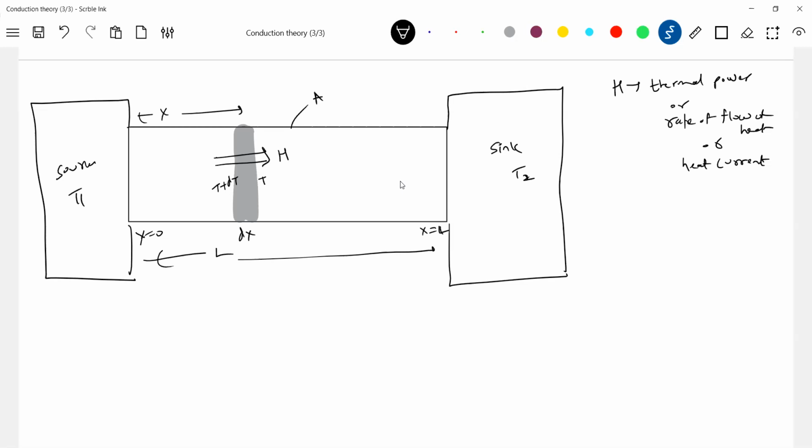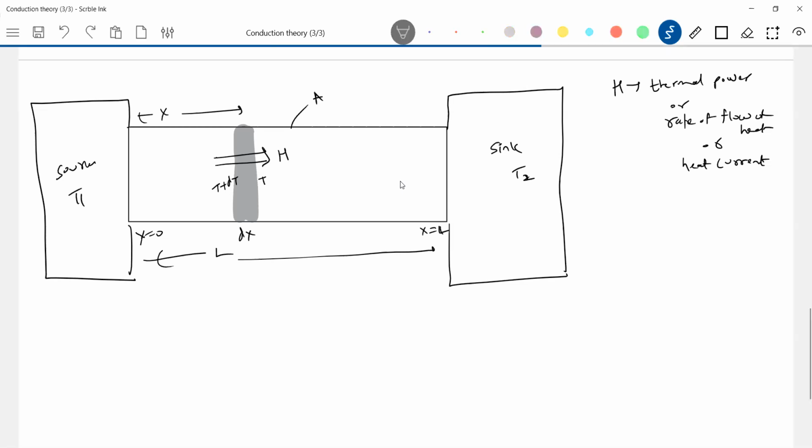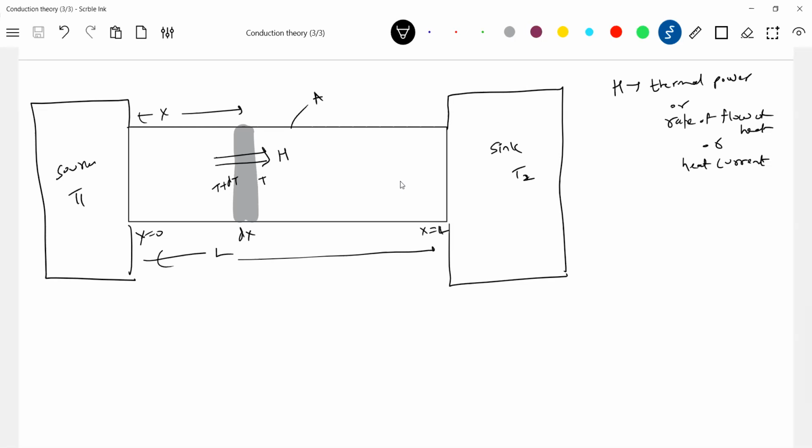It's a joule, no? It is a form of energy, so the unit will be expressed like this. I'm interested in this particular heat. The thermal power or rate of flow of heat or heat current, on what all factors does it depend? So this H is directly proportional to area. The thermal power flowing across the rod is directly proportional to area.